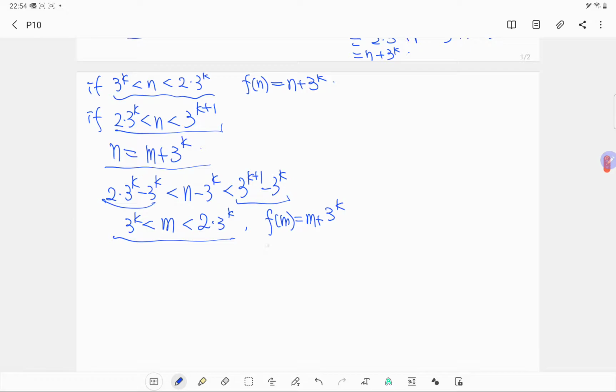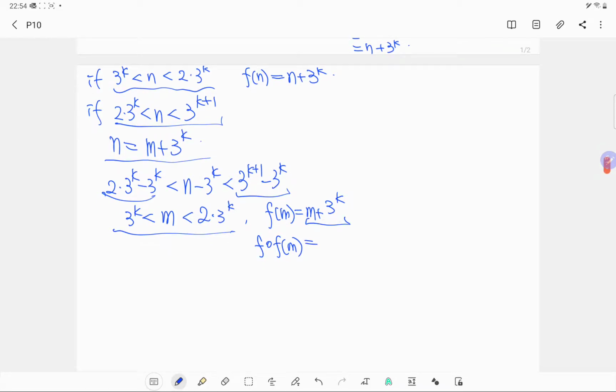So let me apply f on both sides. So we have f of f of m equals, and actually m plus 3 to the k power is n, so this is f of n. And using the original equation, f of f of m should be 3 times m. And m is n minus 3 to the kth power, so 3 times n minus 3 to the kth power.